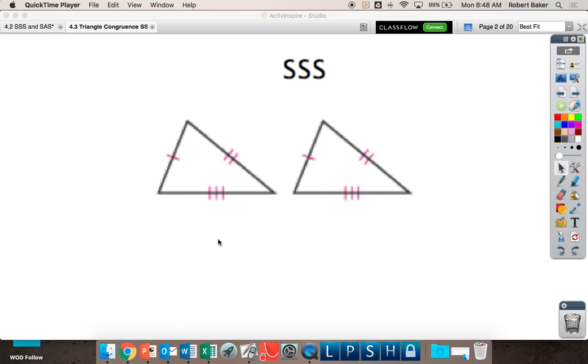All right, the side shortcut. What does the side shortcut say? I know it says side, but what does it mean? You can prove two triangles are congruent if they are all congruent. They're all the same side.